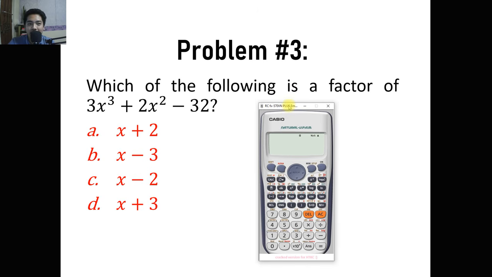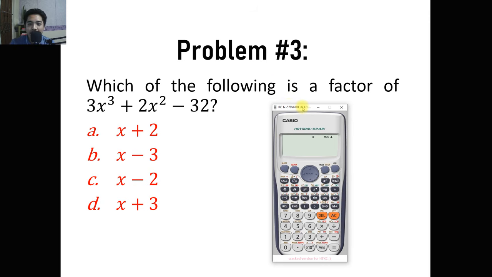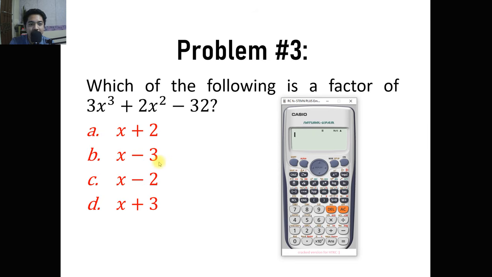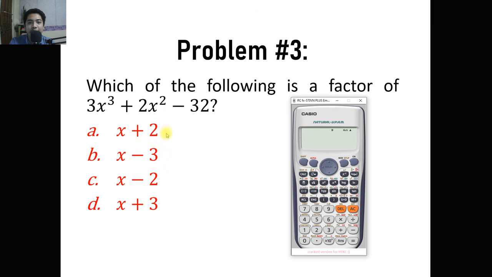So if you're not good at factoring, you can use calculator techniques as long as there are multiple choices. So we will be recalling the factor theorem. We have the choices x plus 2, x minus 3, x minus 2, and then x plus 3. Just like what we did a while ago, we're going to assess if the given multiple choices is a factor of this given function. How will we know that? The remainder should be 0.